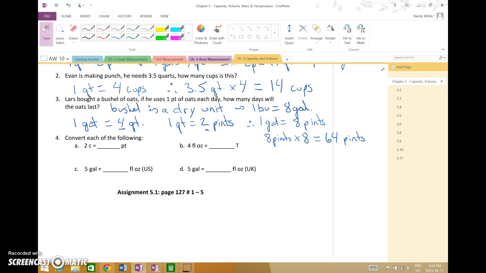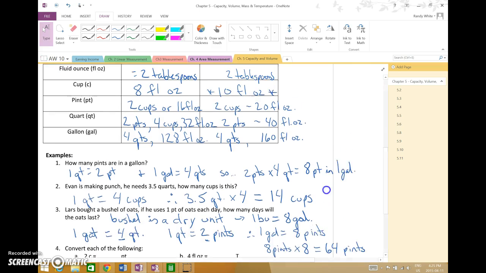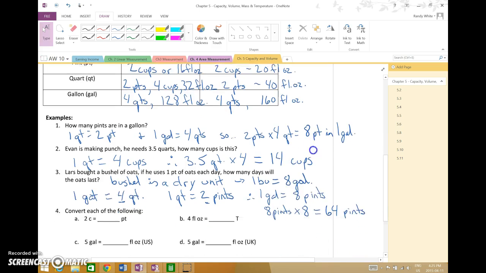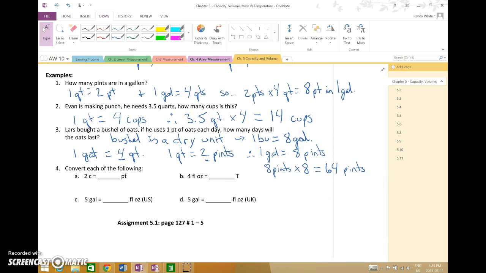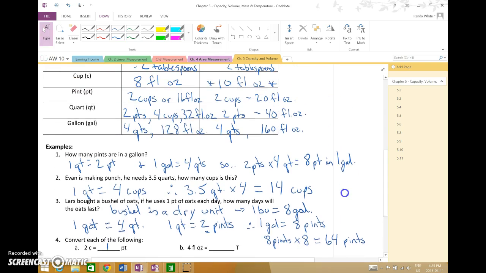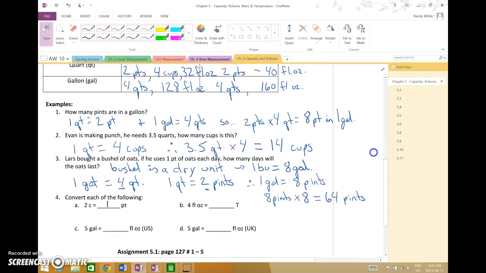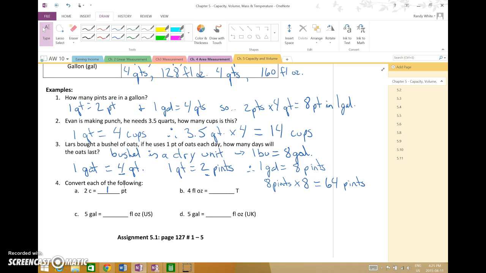Let's do some more, okay? 2 cups equals how many pints? Well, 1 pint is 2 cups. So 2 cups, therefore, is 1 pint. 4 fluid ounces is how many tablespoons? Well, 1 fluid ounce is 2. So times that by 4, so that's going to be 8 tablespoons.